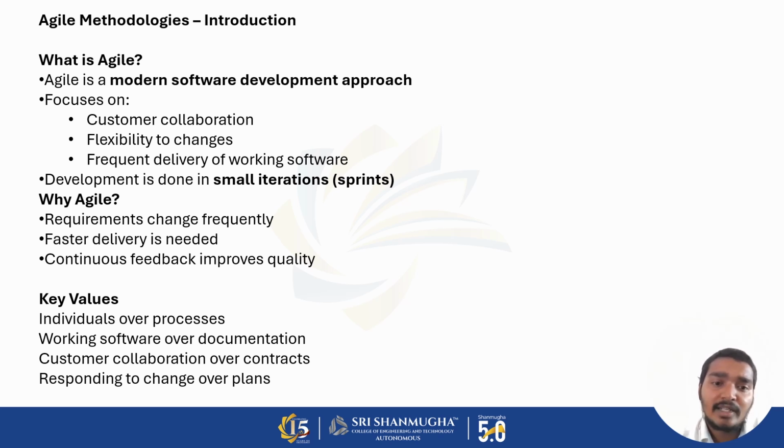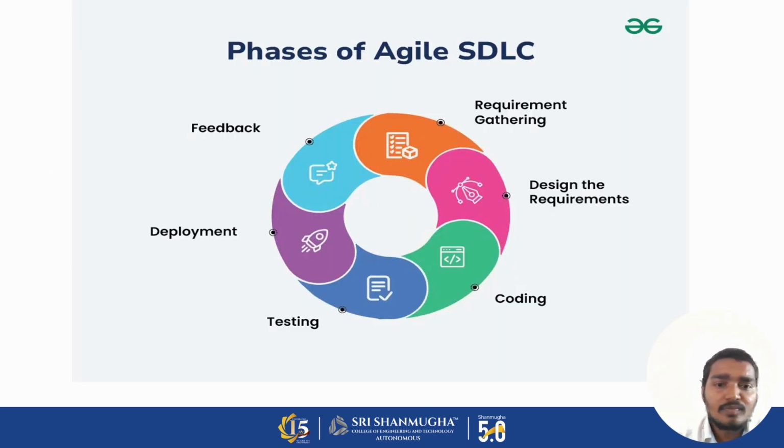So Agile can handle frequent changes. Faster deliveries are needed for developing the software, and continuous feedback will improve the quality of the software. So the key values are: individuals over processes, working software over documentation, customer collaboration over contracts, and response to change over plans. So that is the basis of Agile.